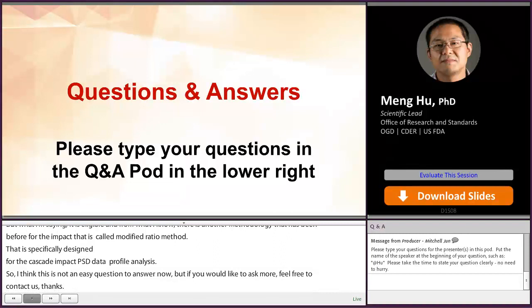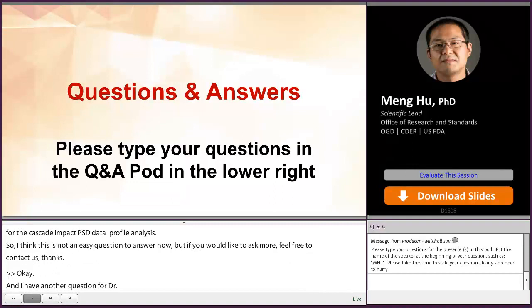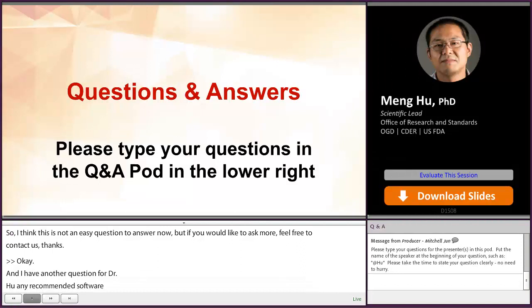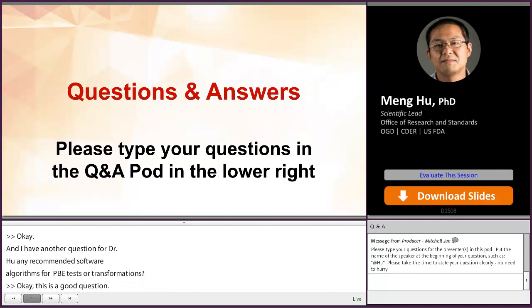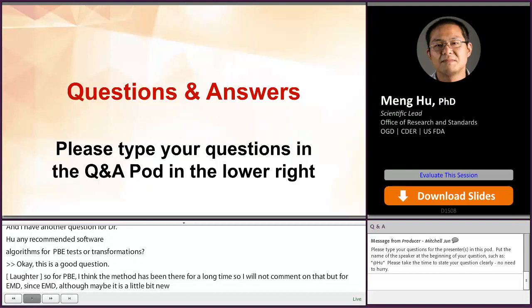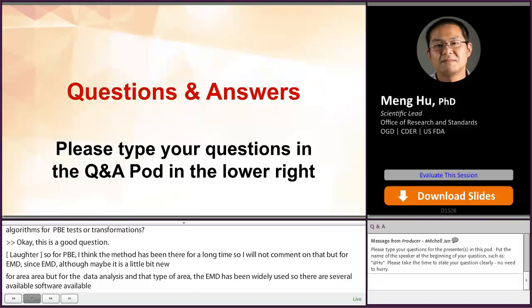Are there any recommended software algorithms for performing PBE tests or EMD transformations? This is a good question. The PBE method has been there for a long time, so I will not comment on that. But for EMD, although it may be a little new for our area, in data analysis and machine learning it has been widely used. There are several software packages available for use. One I'm using is an R package called emdist.